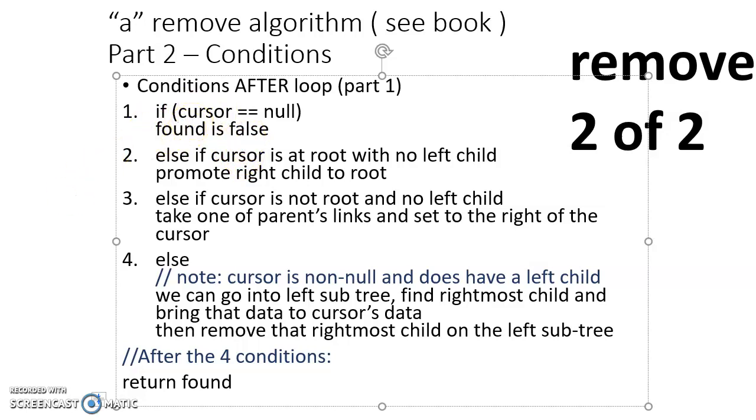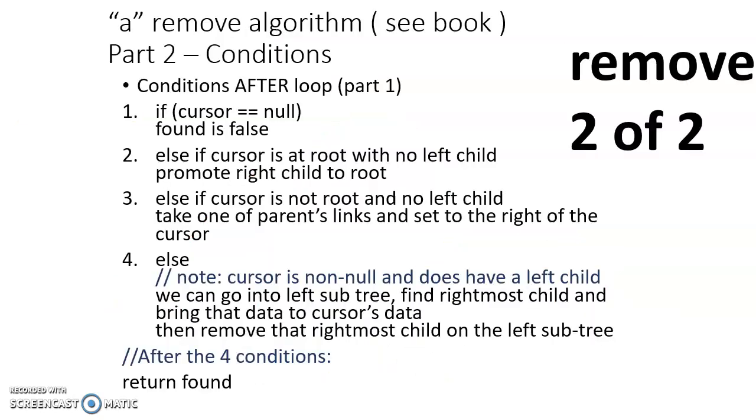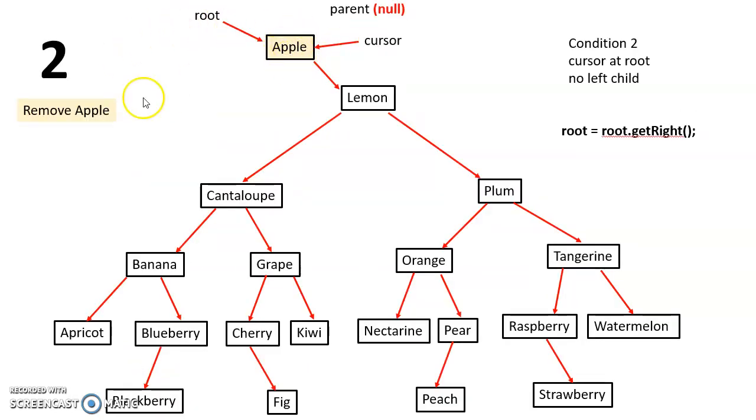But the first condition, again, we didn't find what we're looking for. And so if cursor is null, we'll just say that we didn't find it. Found is false. The second condition, now this is a special one, and that is, well, what if we're at the root and there's no left child? So here we're trying to remove apple, and we're at the root. So the root and cursor are the same thing.